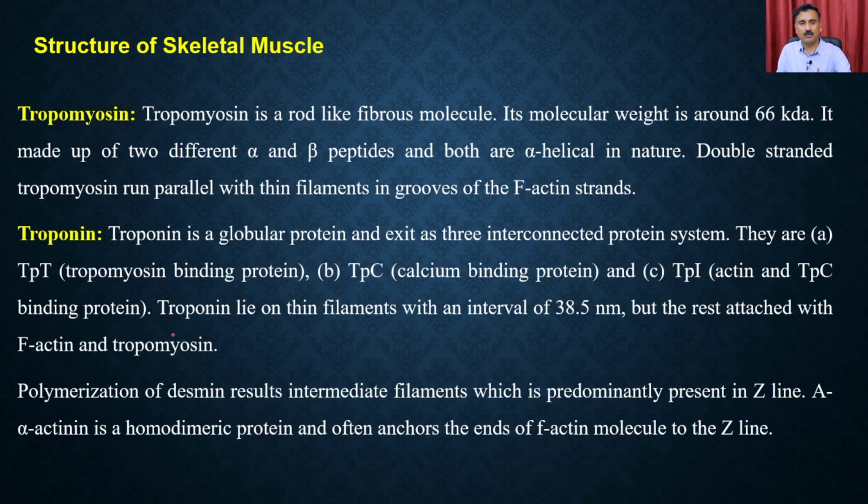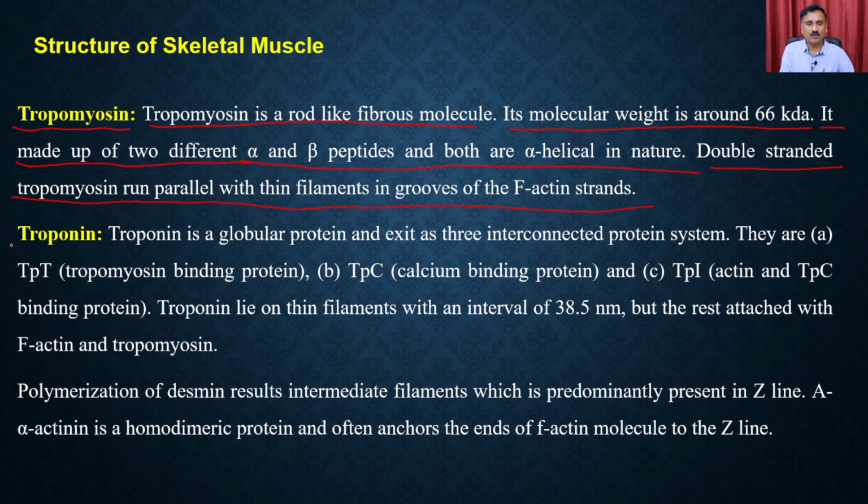Apart from that, you also have the tropomyosin and the troponin. Tropomyosin is a rod-like fibrous protein molecule. Its molecular weight is approximately 66 kilodalton. It is made up of two different peptides, alpha and beta, and both are alpha helical in nature. The double-stranded tropomyosin runs parallel with the thin filament in the grooves of the F-actin strands.